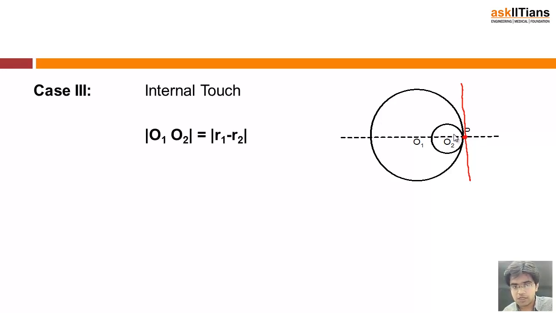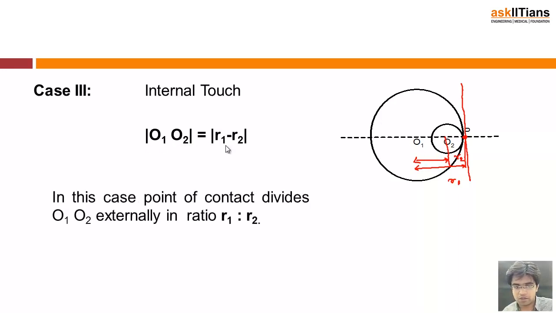So first of all, what is the condition for internal touch? O1 O2, that is the distance between the centers, is equal to mod of r1 minus mod of r2. How? Look, r1 is actually the distance from here to here. This is r1. r2 is this distance. If you subtract r2 from r1, we are left with this distance, that is O1 O2, the distance between both the centers. So the obvious condition is O1 O2 equals r1 minus r2.